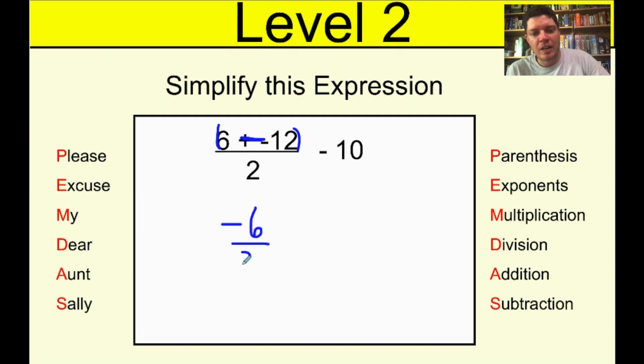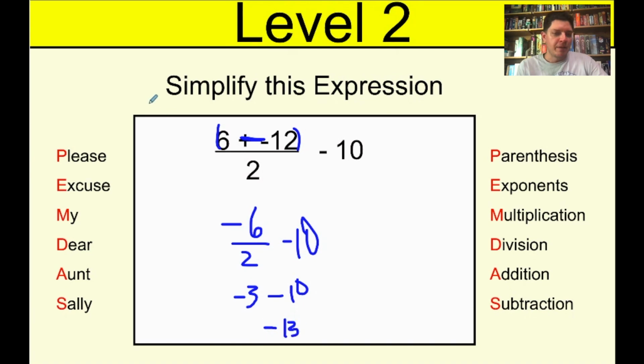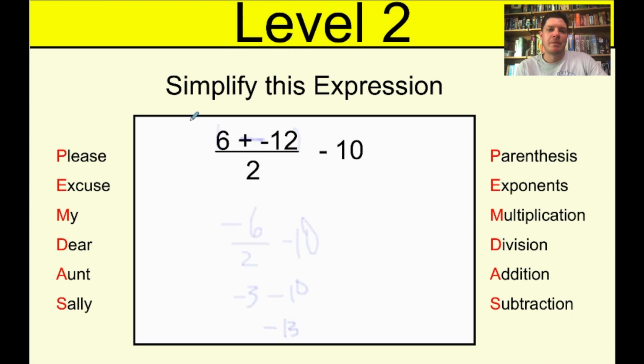We still have divided by 2. Notice how I'm writing all of my work down. Oops. Negative 6 divided by 2 is negative 3. Use your calculator, no big deal. And negative 3 minus 10 is negative 13. Now, especially knowing that I make mistakes, I'm going to try to solve this the other way, and let's see if we get the same answer.